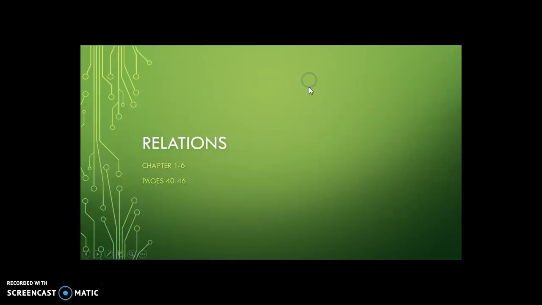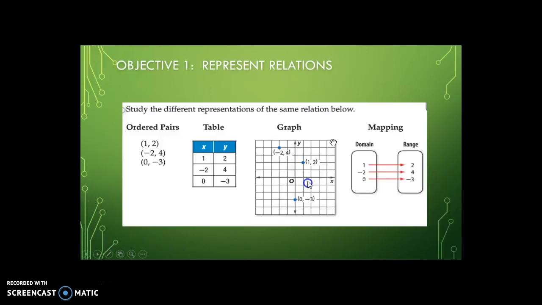So let's get into today's lesson. Write this down at the top of your paper. Relations, chapter 1-6, pages 40 to 46. So anytime you've got to write something down and you feel like this video is going too fast, just hit the space bar to pause and you can get caught up. So this is at the top of your paper.